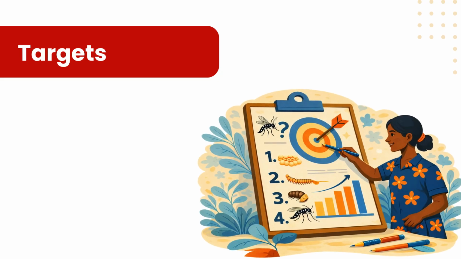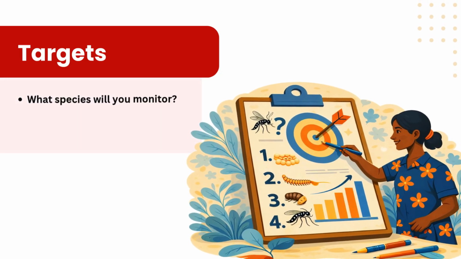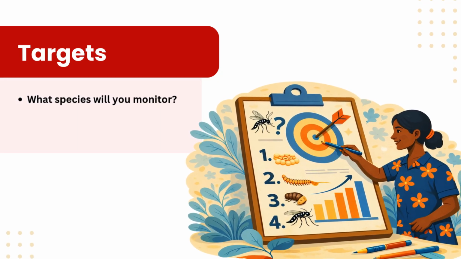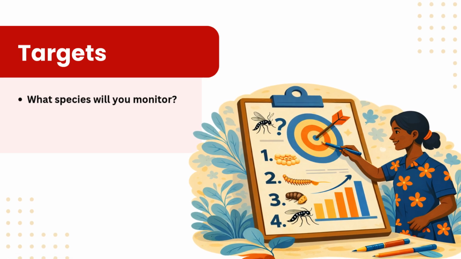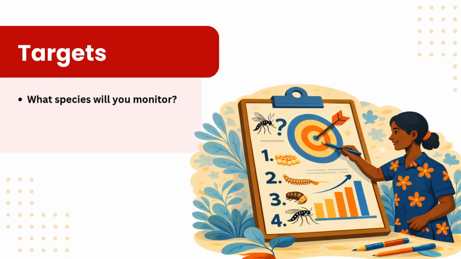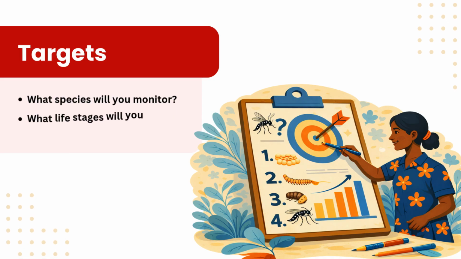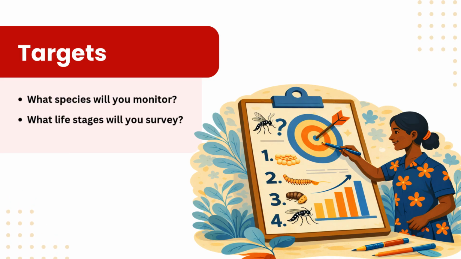Targets. Next, identify which Aedes species and life stages you'll monitor. This could include Aedes aegypti, Aedes albopictus, Aedes polynesiensis, or other species that you suspect are present or are an incursive threat. Decide whether to survey adults, pupae, larvae, or eggs, or a combination of these.